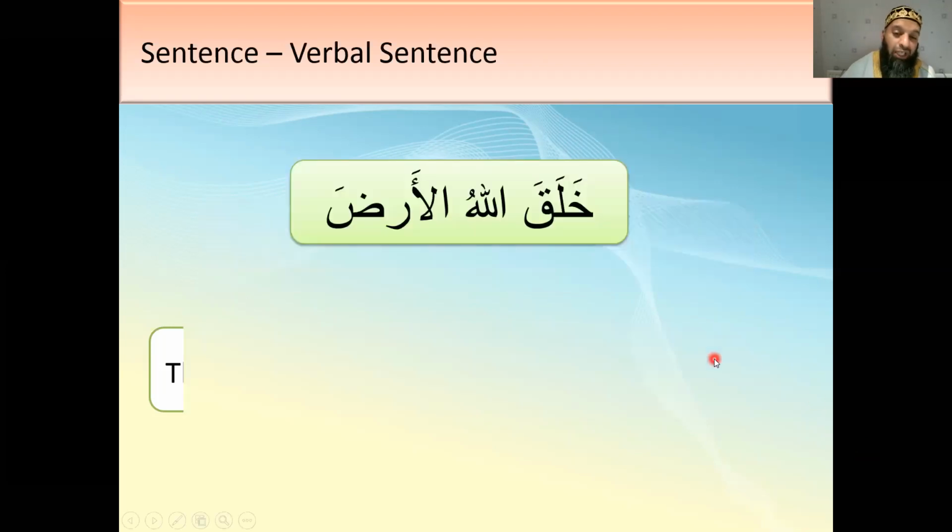خلق الله الأرض. So khalaqa means he created. Now look to see who is the one who created. What do you need to look for? A marfu word. Allah is marfu. So Allah is doing the verb. So Allah created, khalaqa means he created. Allah is marfu, so Allah did the verb.